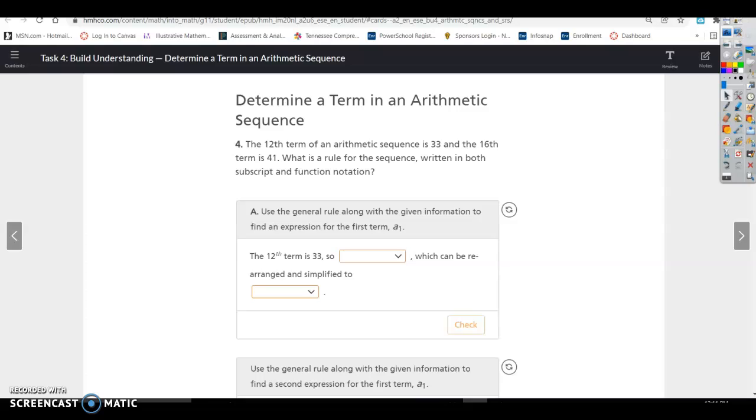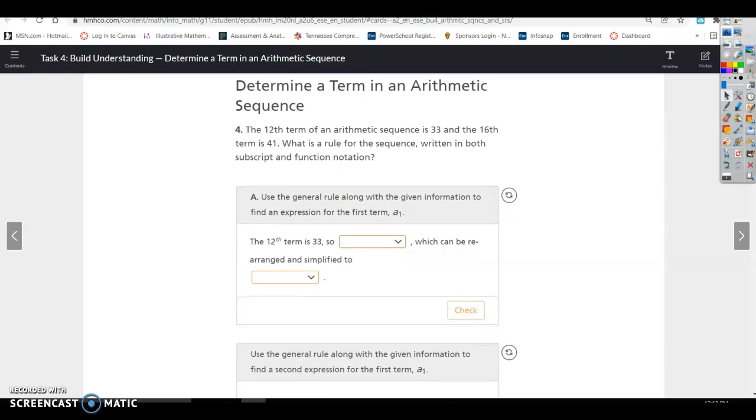Lesson 13.2, task 4. Determine a term in an arithmetic sequence. The 12th term of an arithmetic sequence is 33, and the 16th term is 41. What is a rule for the sequence, written in both subscript and function notation? This time we're given two different terms, so we're going to have to find the common difference, and we're going to have to find the first term in order to write a rule.